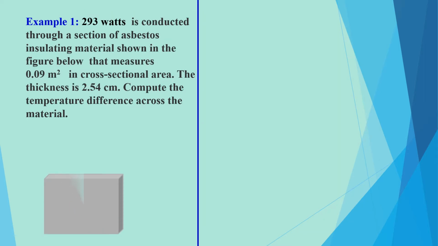Let us do some examples now. Example number 1. 293 watts is conducted through a section of asbestos insulating material shown in the figure below that measures 0.09 meters squared in cross-sectional area. The thickness is 2.54 centimeters. Compute the temperature difference across the material.